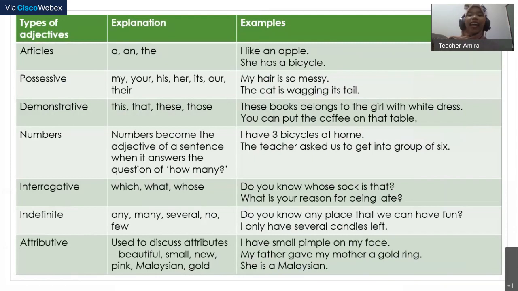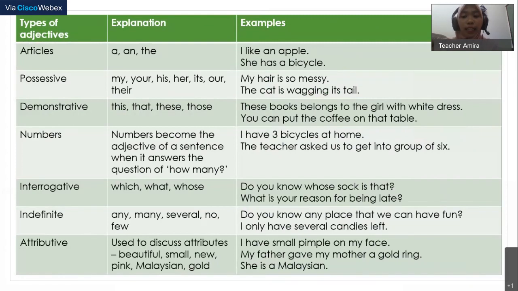Now, the cat is wagging its tail. Remember that I said a possessive word can also be used as a possessive pronoun. In this sentence, we can see both functions. The cat is wagging its tail. The noun we are talking about with the adjective is the tail. Its tail, the cat's tail. This is the adjective, and its also refers to the cat's tail as a possessive pronoun.